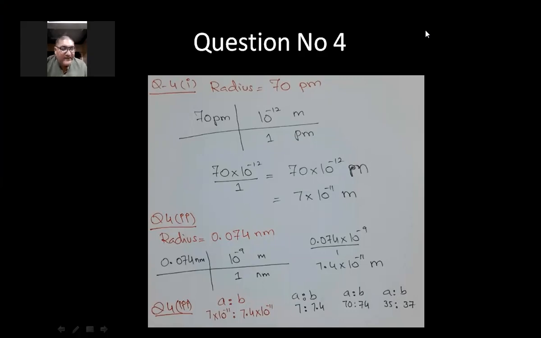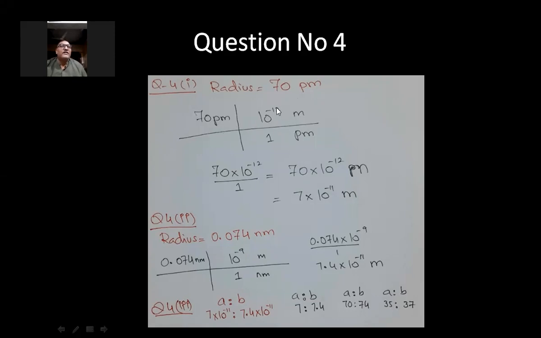Question number 4: a nitrogen atom has an atomic radius of A picometers, where A is equal to 70 and 1 picometer is equal to 10 raised to power minus 12 meter. Express this radius in meters. Give your answer in the standard form. That's the first part. Now the radius is given as 70 picometer. So I wrote here 70 picometer, this is that technique. I want this picometer to be cancelled with the picometer, and here I've written the meter.